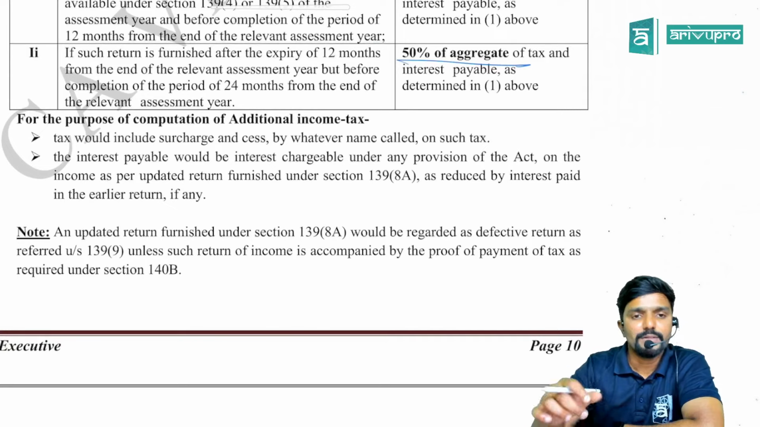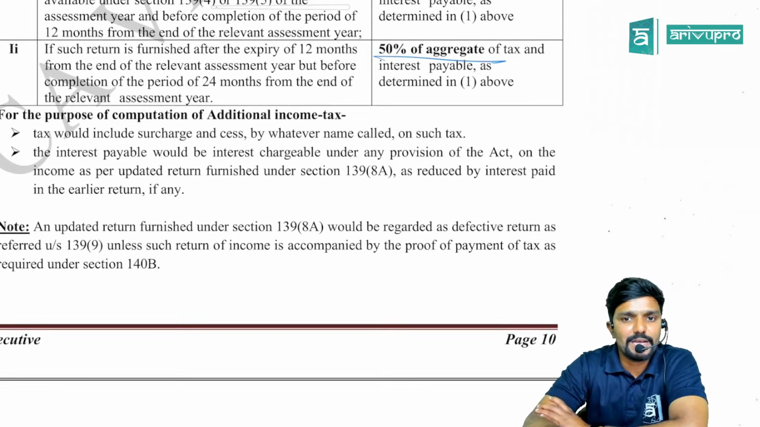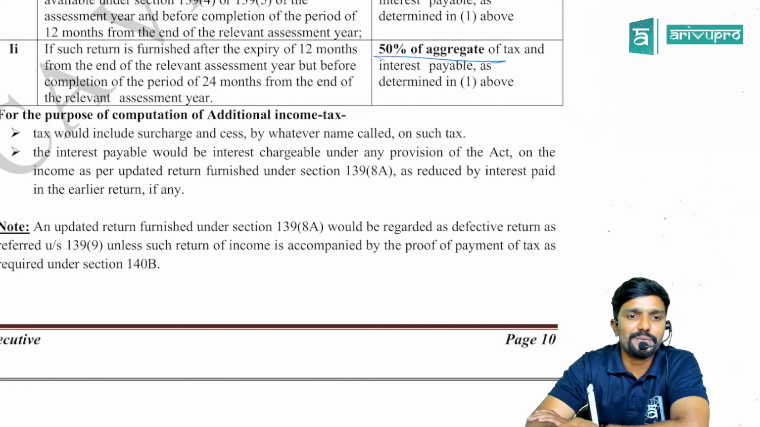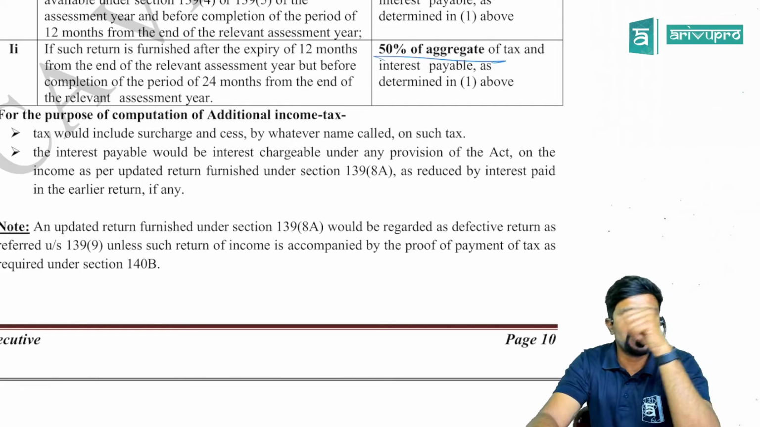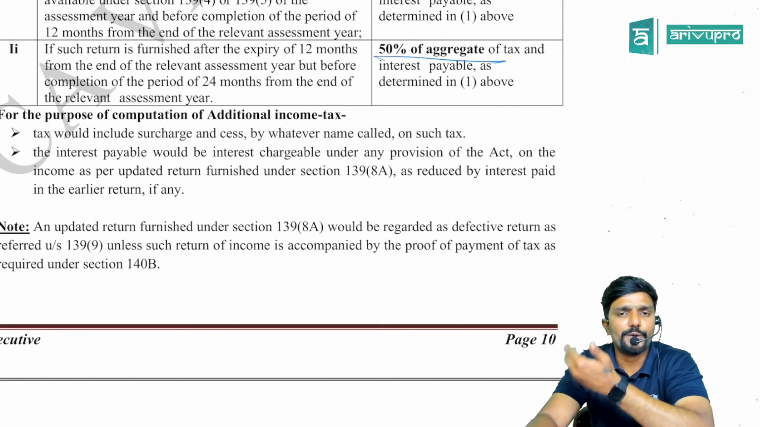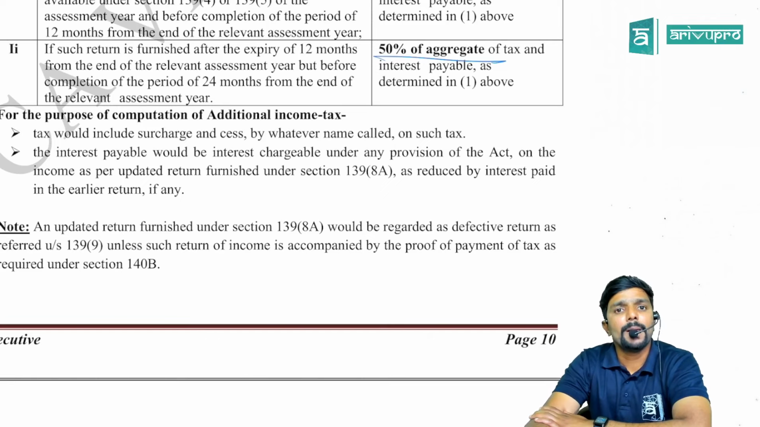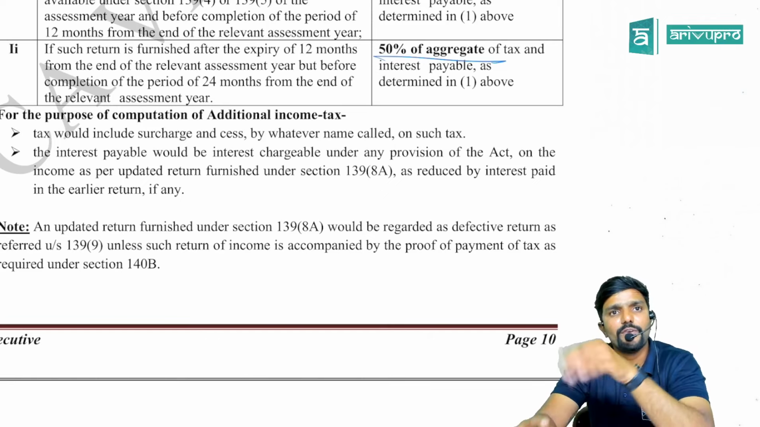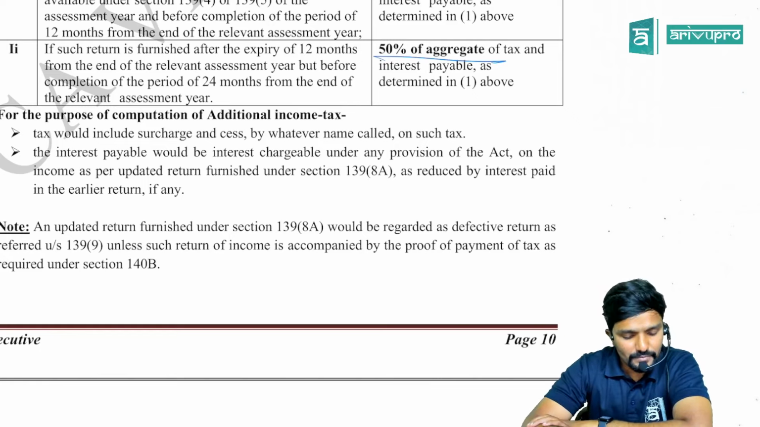Then the interest payable would be interest chargeable under any provisions of this Act on the income as per the updated return furnished under section 139(8A), as reduced by interest paid in the earlier return, if any. So whatever interest you are liable to pay, there are few sections, like 234A, 234B, 234C, which levy interest. We have to consider that also. If you already paid some interest, we will reduce it.